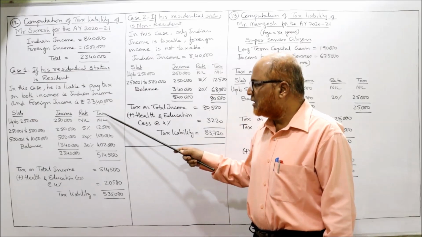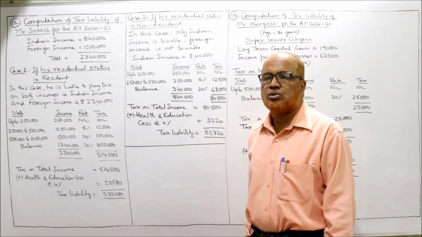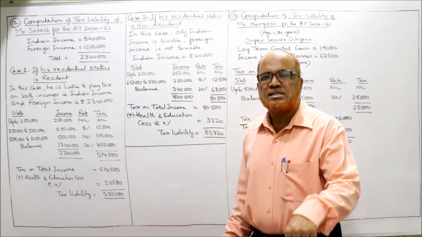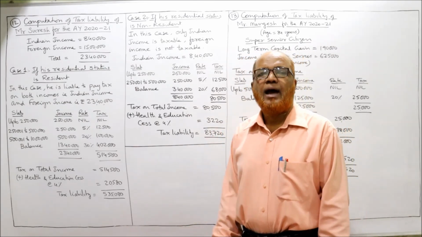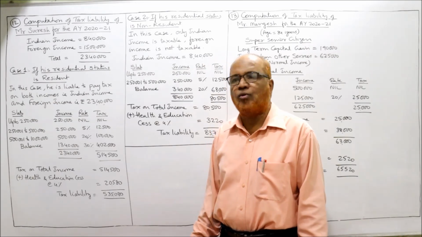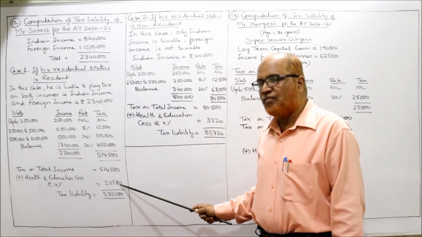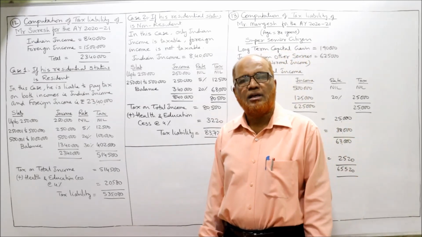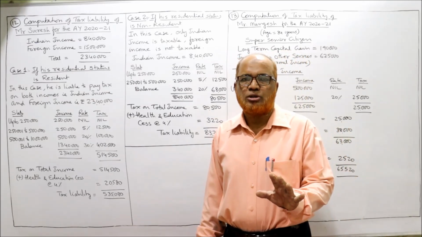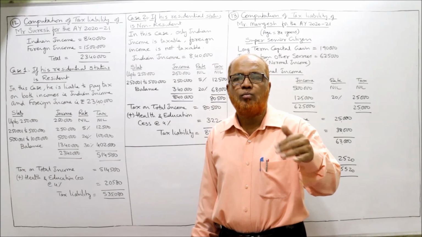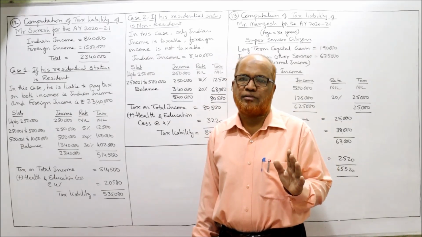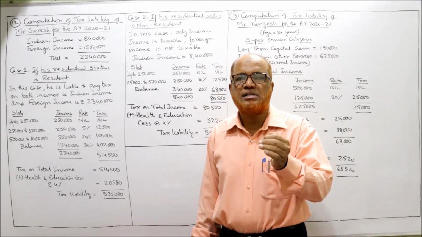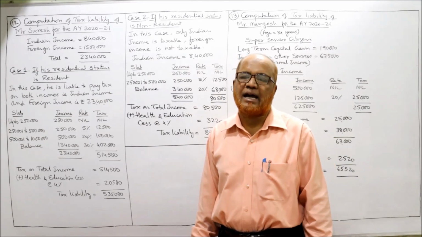4 lakh 2,000. Take the total. 5 lakh 14,400 is the tax on total income. On this tax on total income, we add health and education cess 4%, 20,580. The ultimate tax liability is 5 lakh 35,080. See here, there is no tax rebate because the total income is more than 5 lakh rupees. Secondly, no surcharge because the total income is less than 50 lakhs.